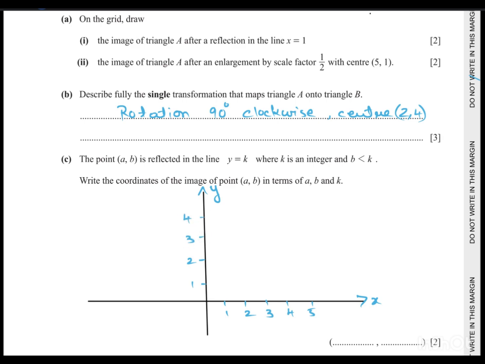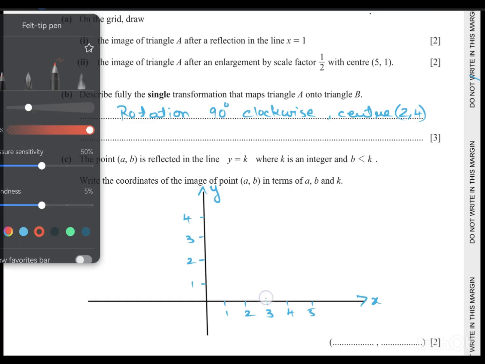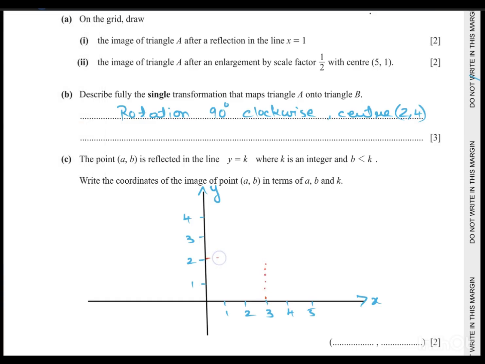Now AB, suppose there is a point AB, so let me mark that point as (3, 2). 3 is here, 2 is here. So this is (3, 2), this is AB. They are saying that AB is reflected in a line y equals k, and k is greater than b. So here b is 2.